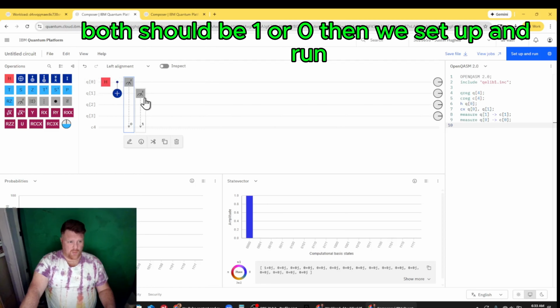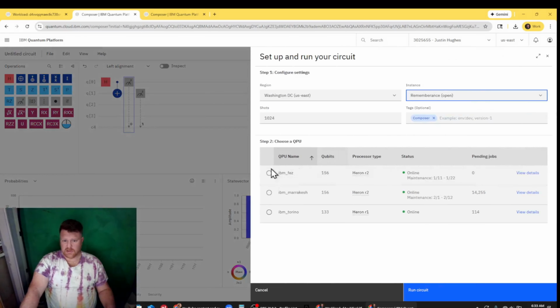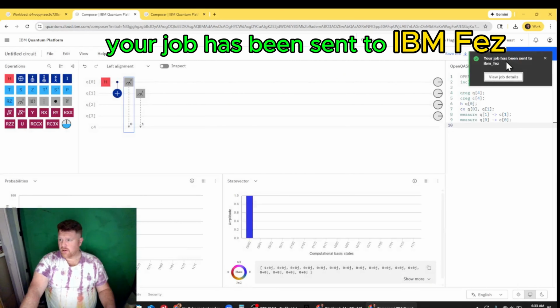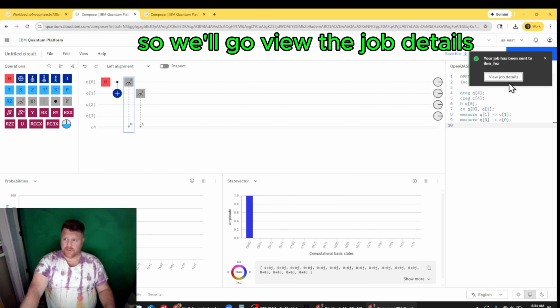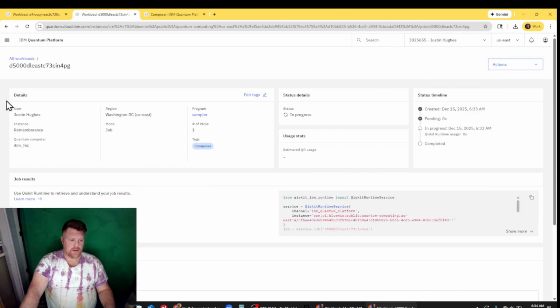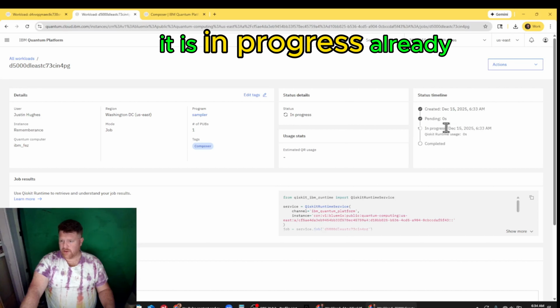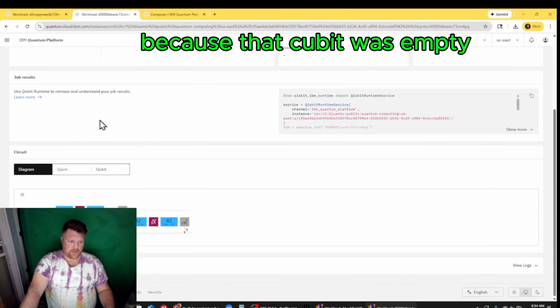Both should be 1 or 0. Then we set up and run. Run it on Fez. Run circuit on Fez. Your job has been sent to IBM Fez. So we'll go view the job details. And you can see it is currently running. It is in progress already because that qubit was empty.